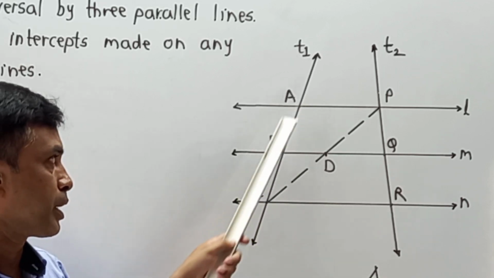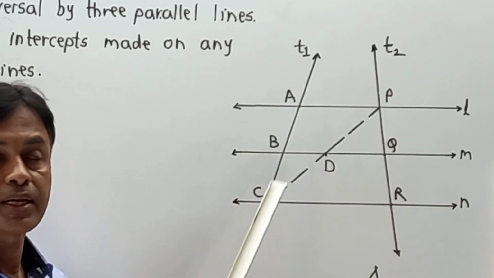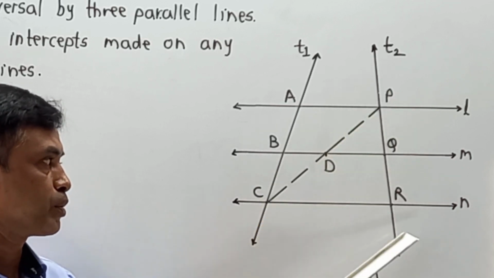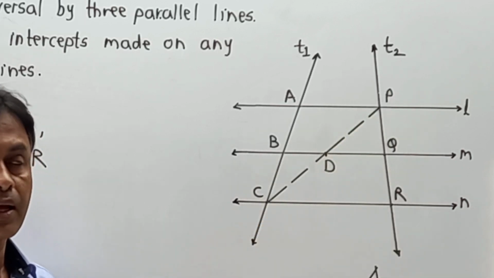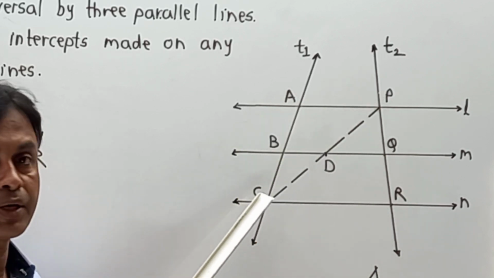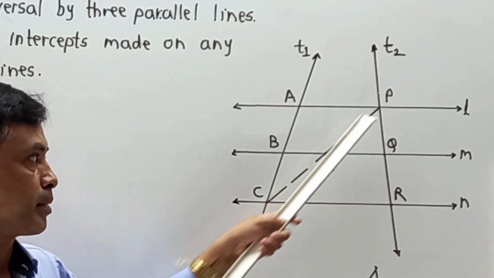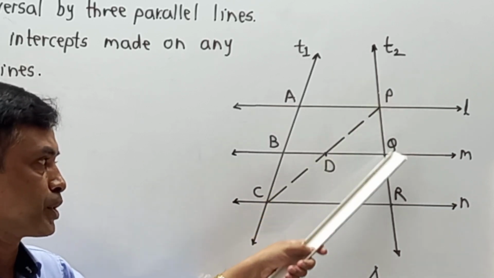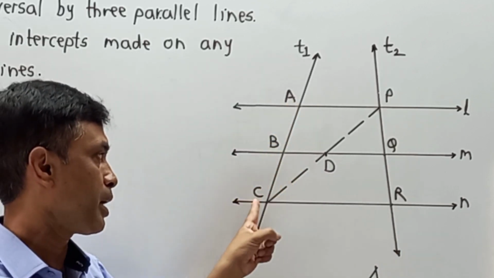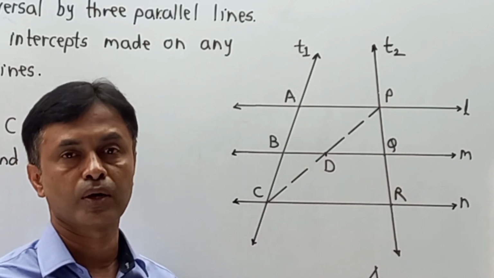In the first part you proved AB upon BC is equal to PD upon DC. In the second triangle we got PD upon DC is equal to PQ upon QR. Naturally, from 1 and 2 you can say that AB upon BC is equal to PQ upon QR. And in this way we are going to complete the proof.